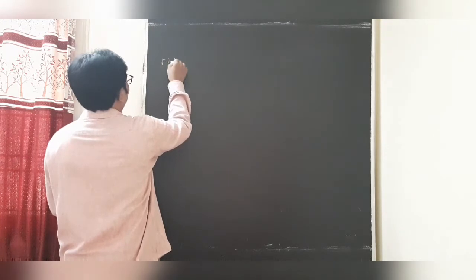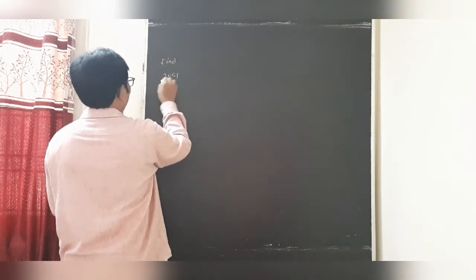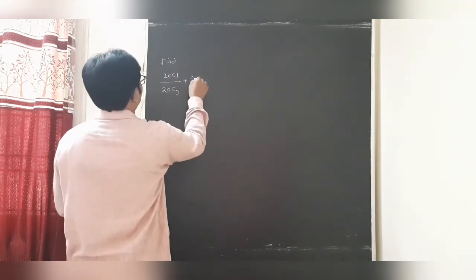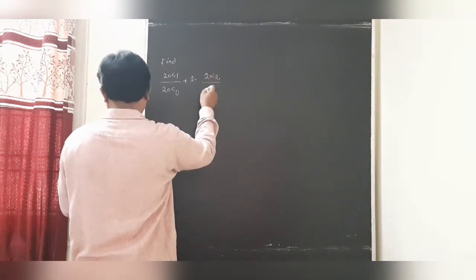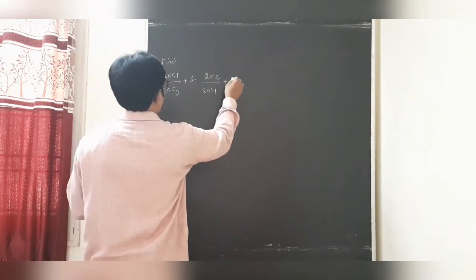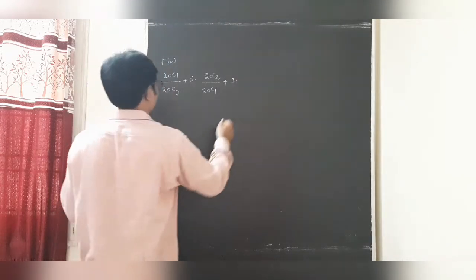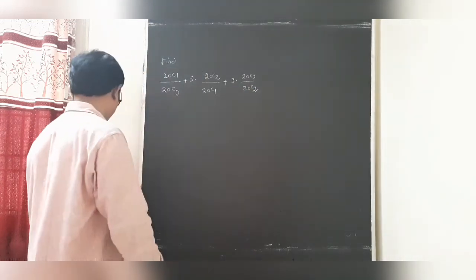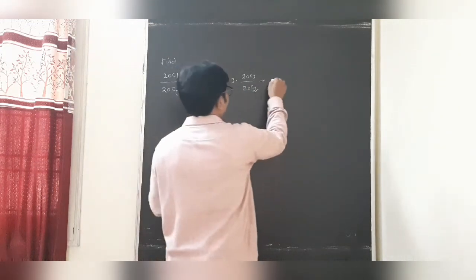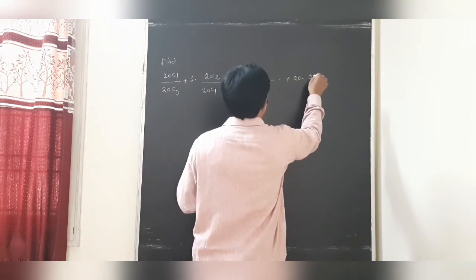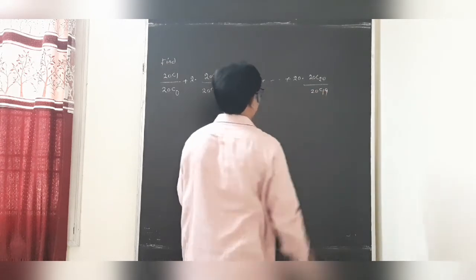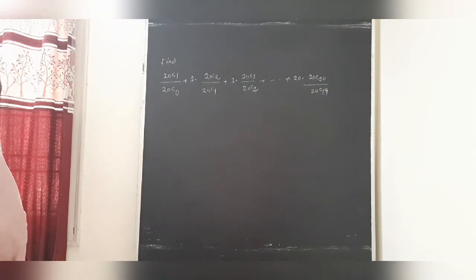Okay. My dear students, find the value of 20C1 upon 20C0, 20C2 upon 20C1, 20C3 upon 20C2, and so on, undoubtedly students, up to 20C20 upon 20C19. Find the value.